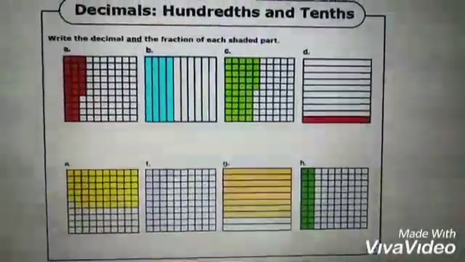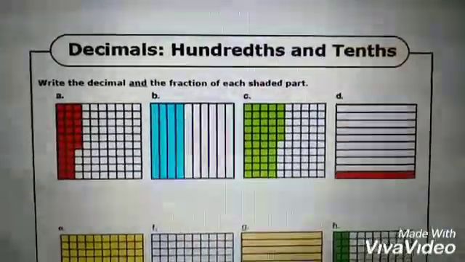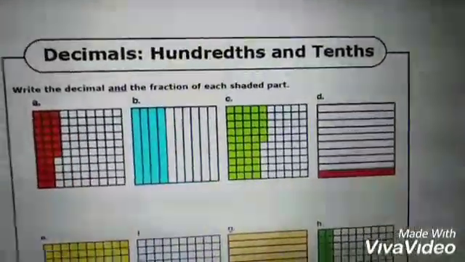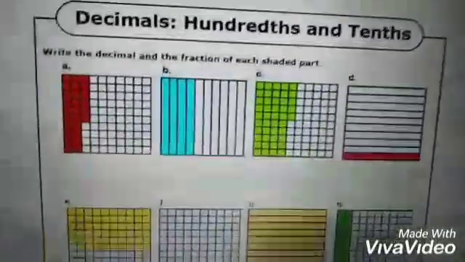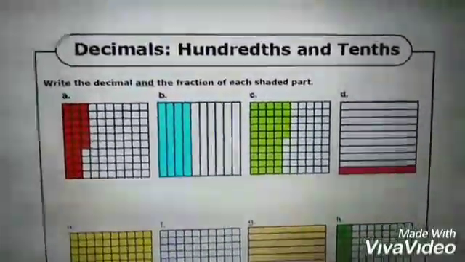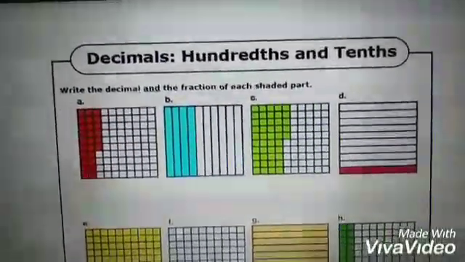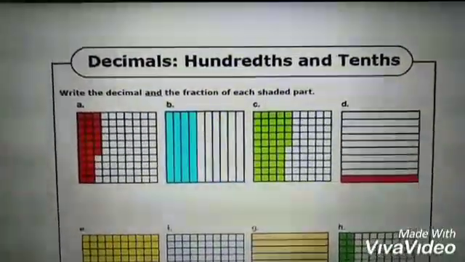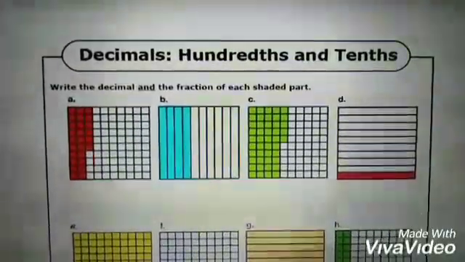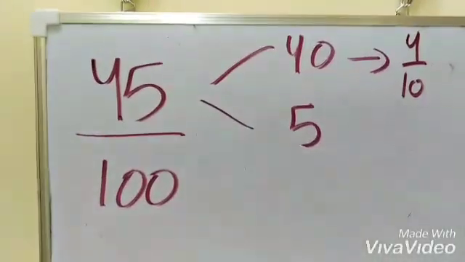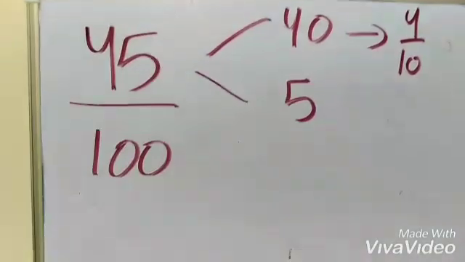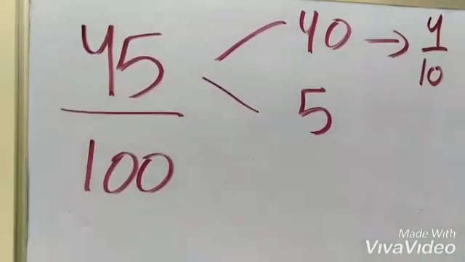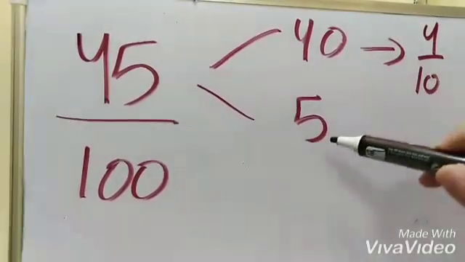What is the answer of letter C? If you count the green squares, you can find out that there are 45 green colored squares. So 45 out of 100 equals 45/100ths. We can write this as 0.45. Here are the details of how we can write 45/100ths using decimals. 45 equals 40 and 5.